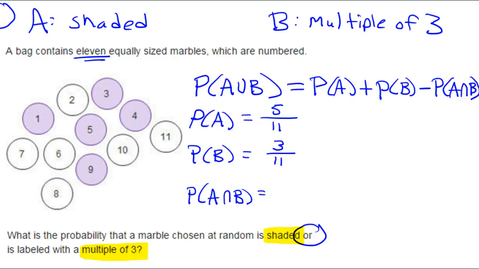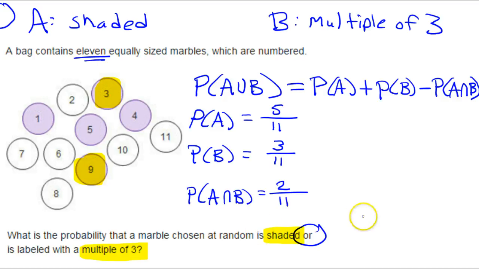Okay, let's see. Which are those? So we're looking for ones that are shaded and multiples of 3. Got 'em. All right, so there's 2 of those. There are 2 in the intersection. So the probability of being in the overlapping part is 2 out of 11.